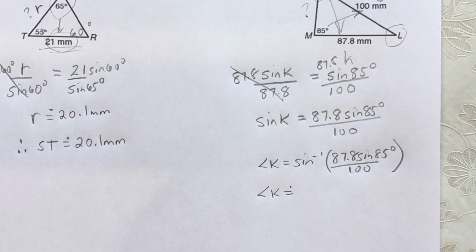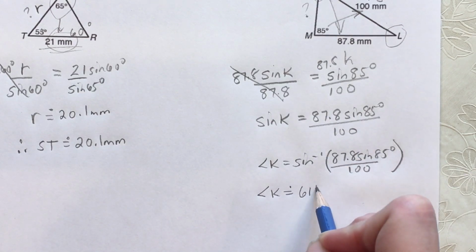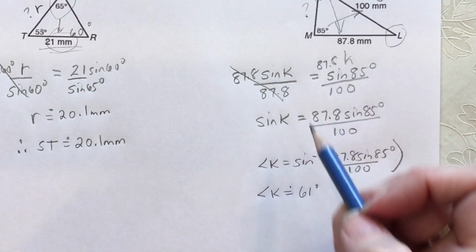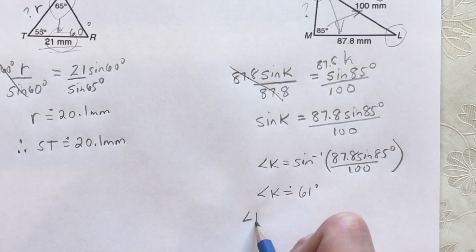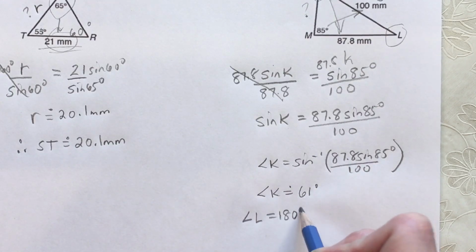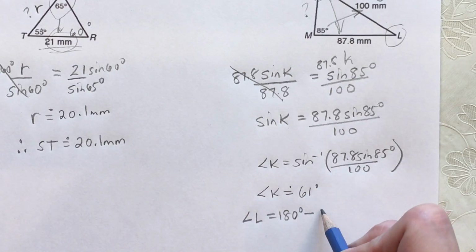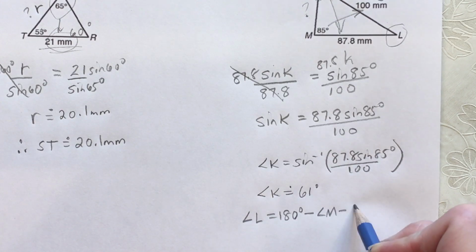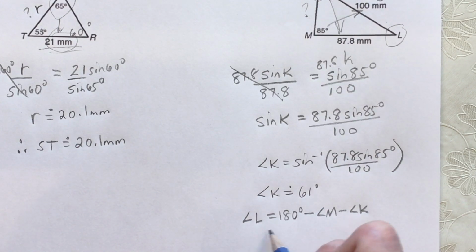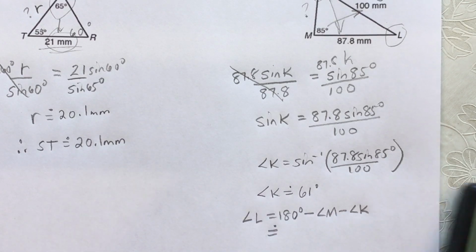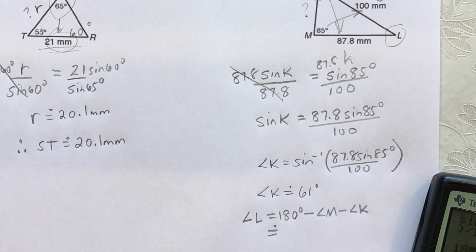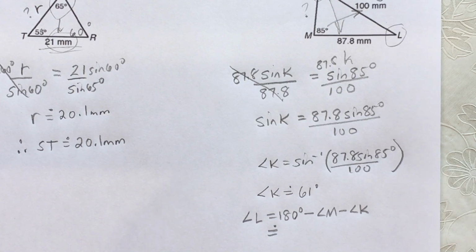And I get that angle K is approximately 61 degrees. But I actually was asked to find angle L, which we know is going to be exactly 180 minus angle M minus angle K. But then if I put that in my calculator, since angle K is rounded, my answer is going to be approximate. So 180 minus M, which was 85, minus K, which we just found to be 61. So angle L is approximately 34 degrees.